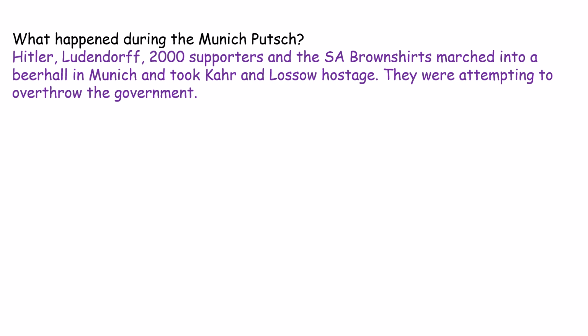Okay, so how did you do? The first question was, what happened during the Munich Putsch? So this was in November 1923. It was part of this year of crisis. There's a lot that happens in 1923, including the occupation of the Ruhr, hyperinflation, and the Munich Putsch. If you've forgotten that, please go back to part one and review it.